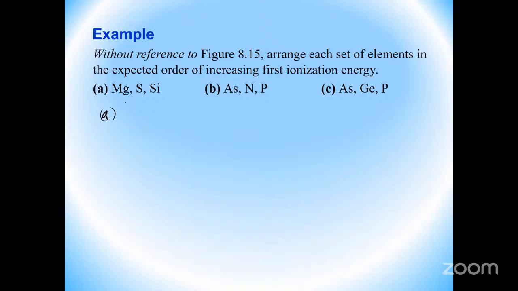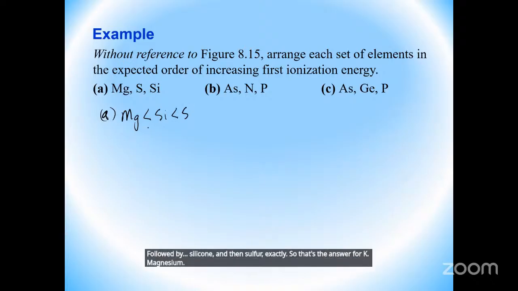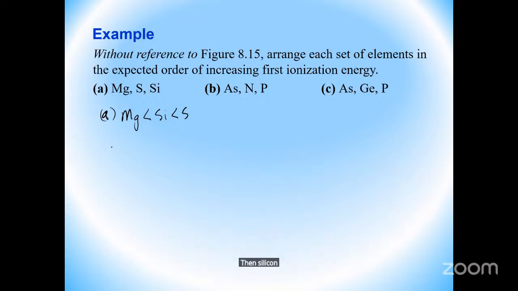Magnesium would be the first one, followed by silicon, and then sulfur. Exactly. So that's the answer for A. Magnesium, then silicon, then sulfur. All right, very good. The next series is arsenic, nitrogen, and phosphorus.